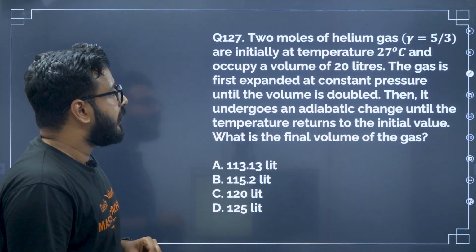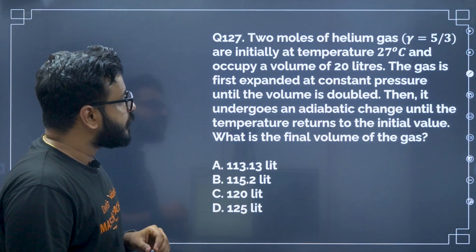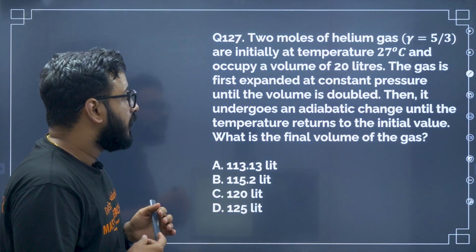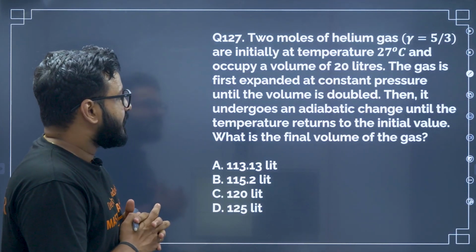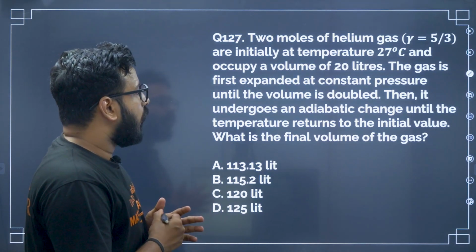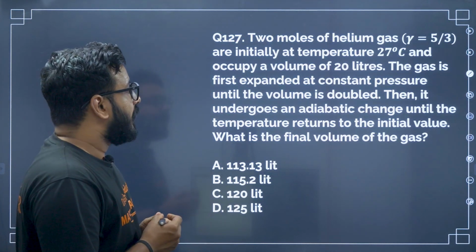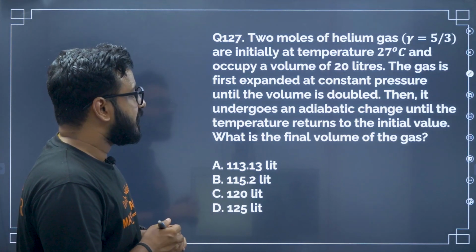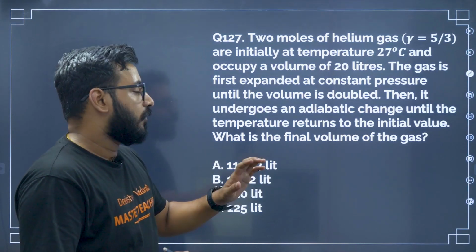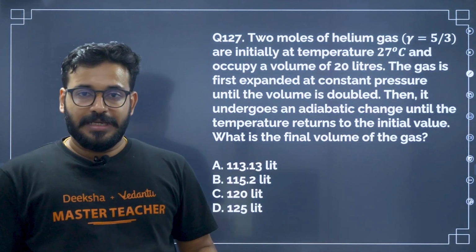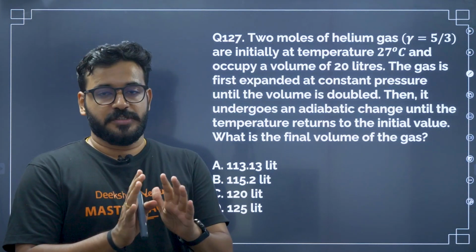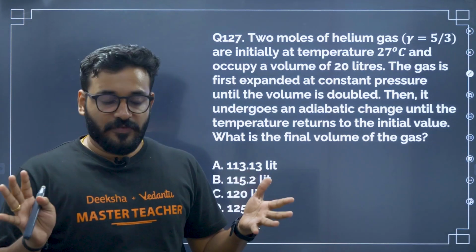So 2 moles of helium gas, gamma 5/3, are initially at temperature 27 degrees Celsius and occupy a volume of 20 liters. The gas is first expanded at constant pressure until the volume is doubled. Then it undergoes an adiabatic change until the temperature returns to the initial value. What is the final volume? Now, this is a lengthy question, and because of the length and the multiple concepts involved, it is a difficult question.